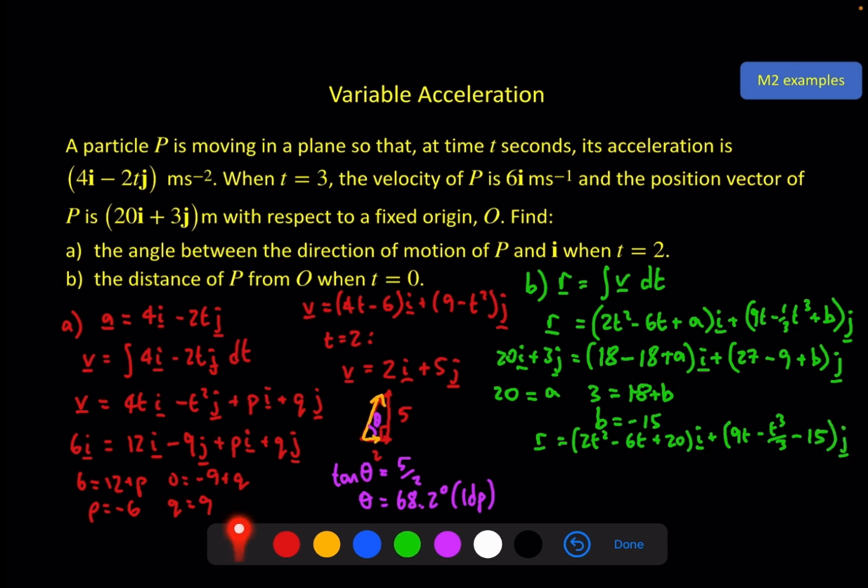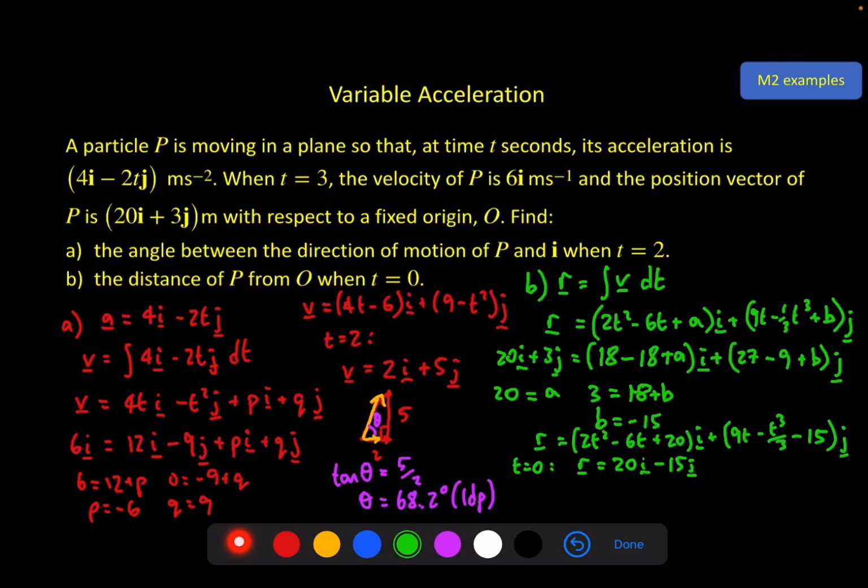And the question again is find the distance of P from O when t equals 0. So working with t equals 0, I then have to find the distance using Pythagoras. So first of all, the vector, when t is equal to 0, r is equal to 0 minus 0 plus 20, that's 20i, minus 15j.